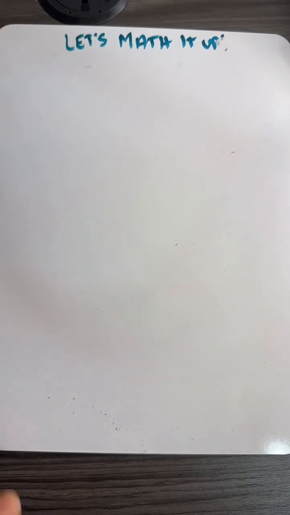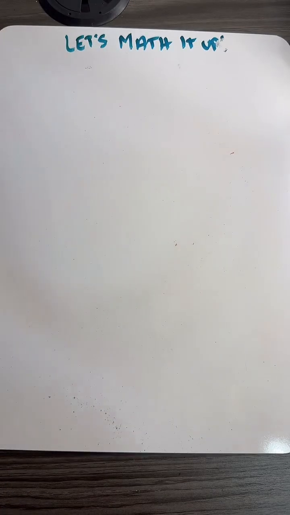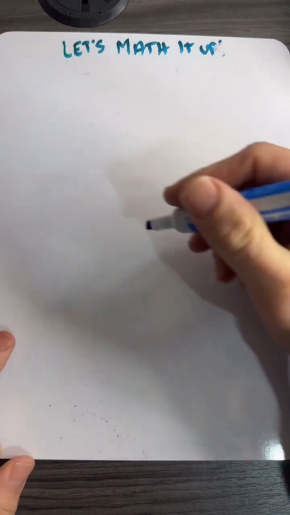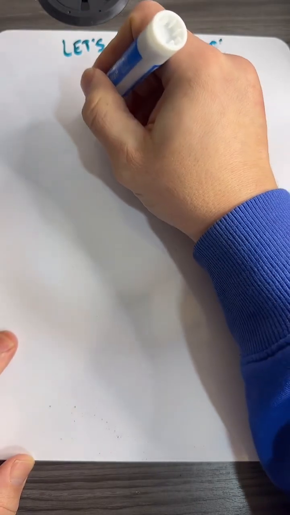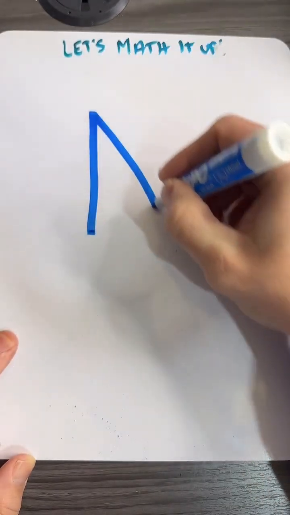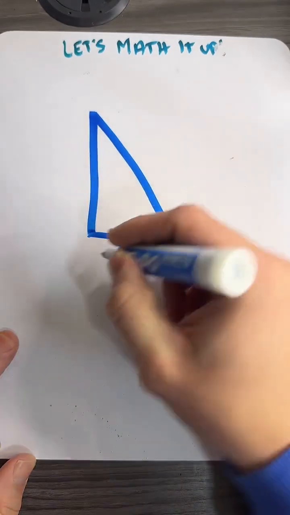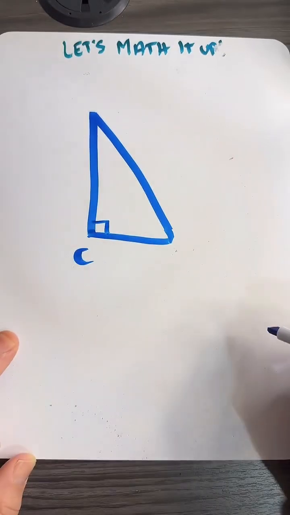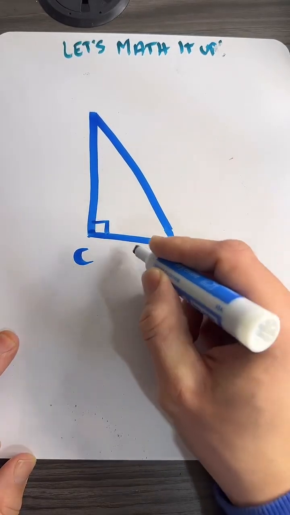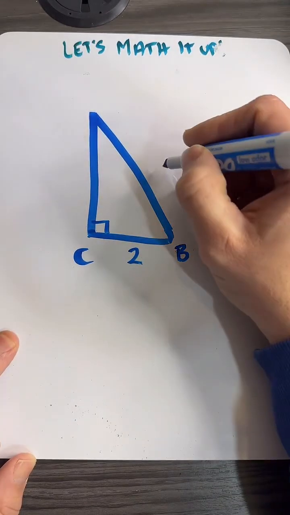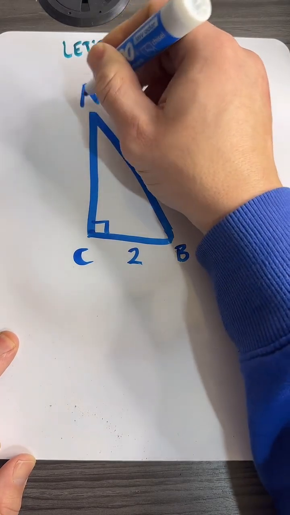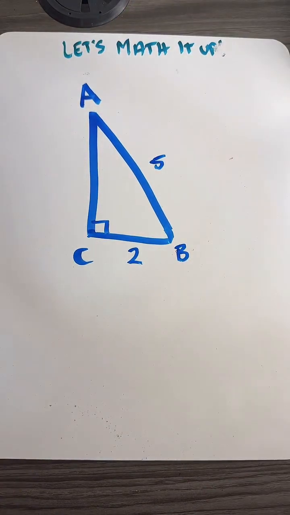All right, so what we've got is a right triangle below, the measure of angle C is 90 degrees. So we've got something that looks like this. The measure of angle C is 90 degrees. We've got the angle B. This is 2. This is 5. And this is A. It says, what is the tangent of B? All right, here we go. We've got to find the tangent of B right here.